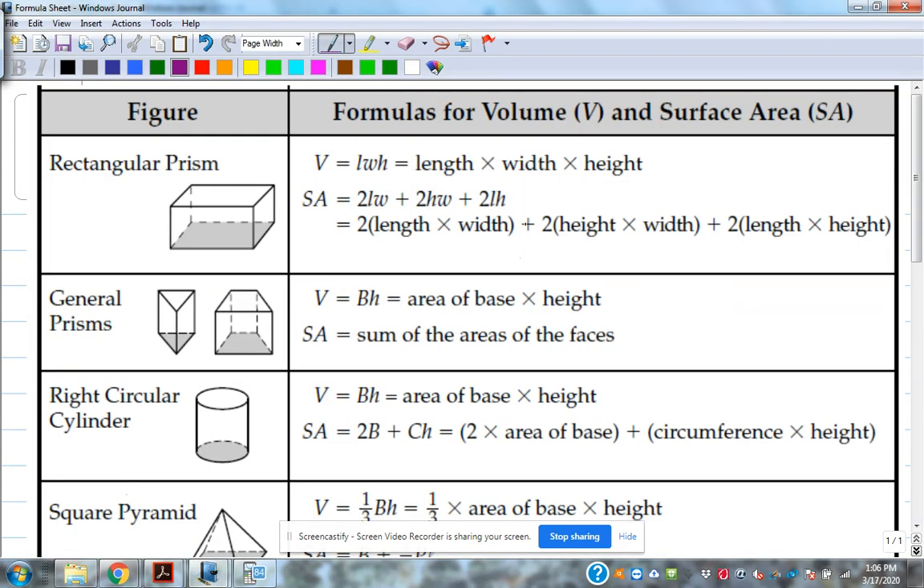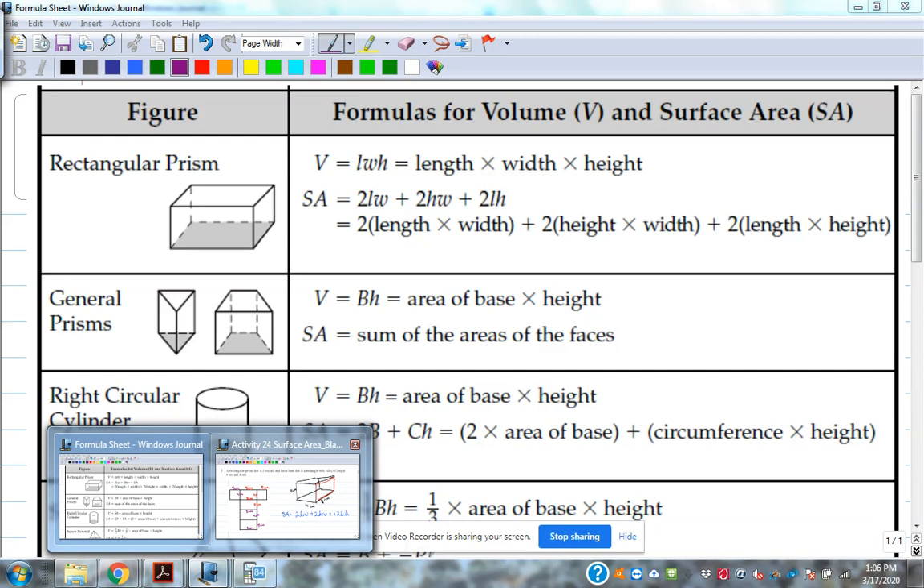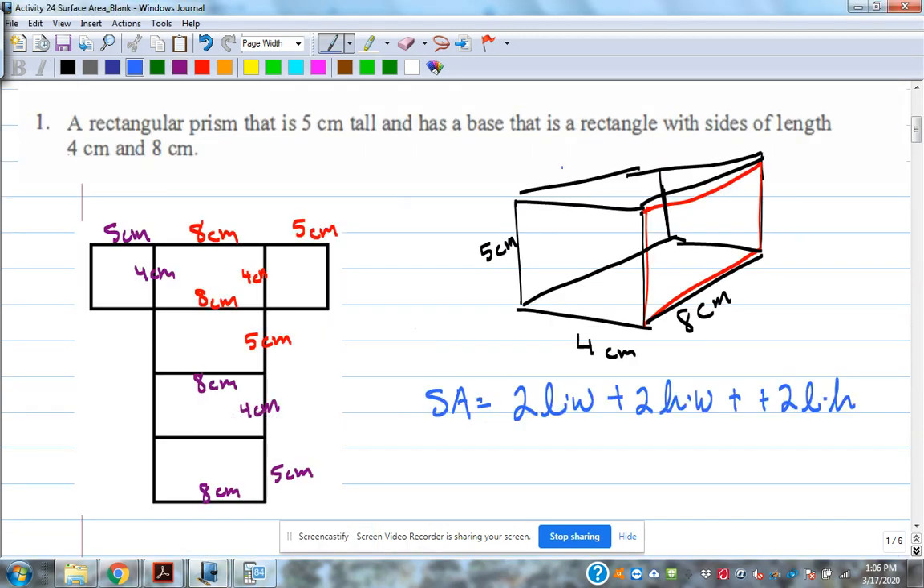Yeah, LH. Okay. And that's going to get us the width times the height, which is this side and this side. And then the last piece is going to be the sides here, this side and this side. Okay, so let's look at plugging in that stuff and getting the surface area.